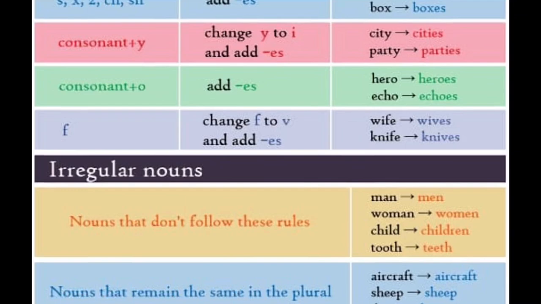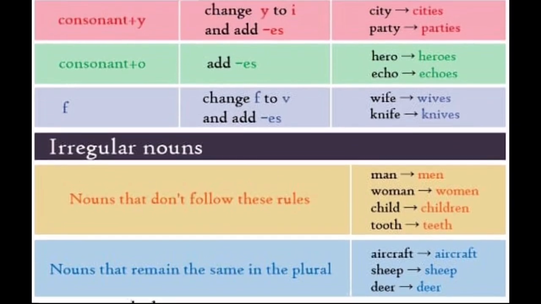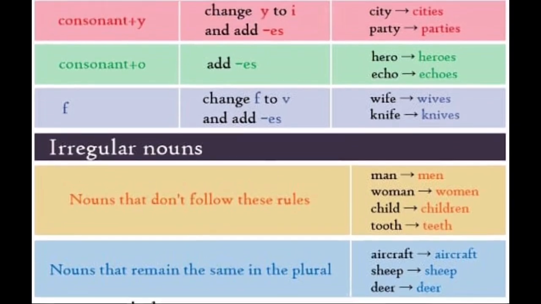Now let's take an example of F. Scarf. It's ending with F. So we will remove this F and we will add VES. Scarves. Calf, calves. Alright. The next two rules are for irregular nouns.